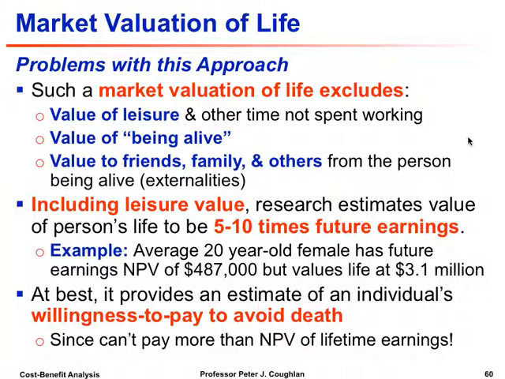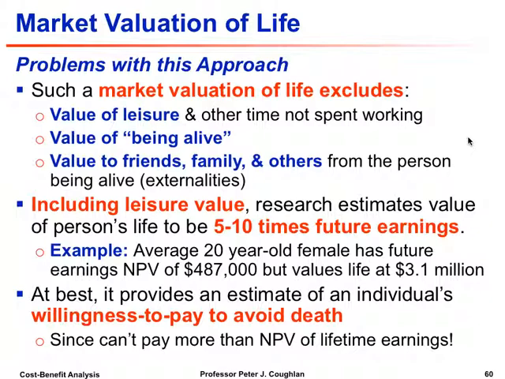Also, if you do include things like leisure value, research estimates actually value a person's life at 5 to 10 times future earnings. So here's one research result. An average 20-year-old female has a future earnings NPV of $487,000, but values life at 3.1 million, or the value of life. If you look at the actual value using real preference, etc., of their leisure time, in the end, the total value of their life is 5 to 10 times what the future earnings are, right?